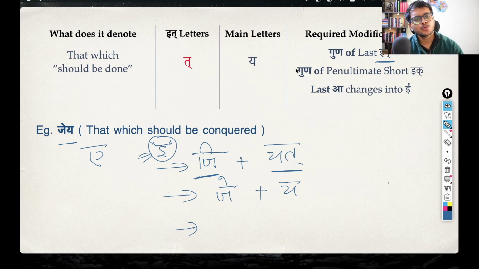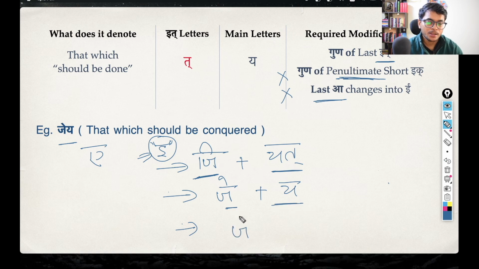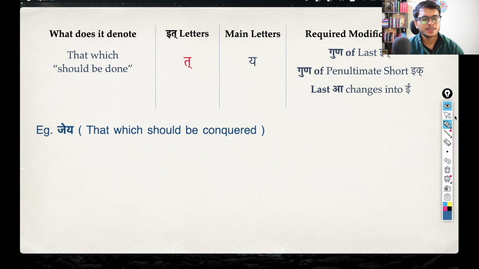And then we know that no more modifications are possible, because the dhatu does not have any penultimate letter and the dhatu is also not ending with a dirgha a. So both these modifications are not possible. And here also we don't see any sandhi happening. So we are simply going to combine them together, and what we get is this jaya. This is the pratipadika we get. Jaya, that means that which should be conquered. Okay, I hope this example is clear.